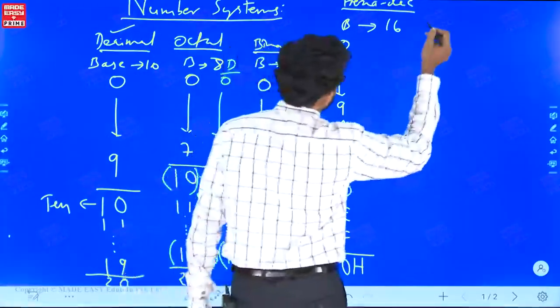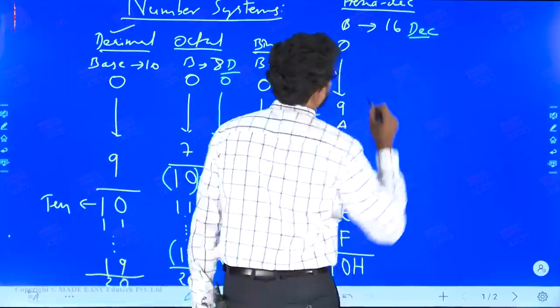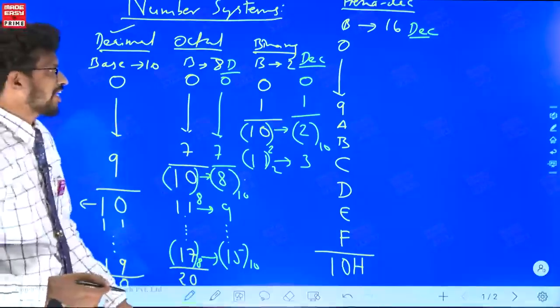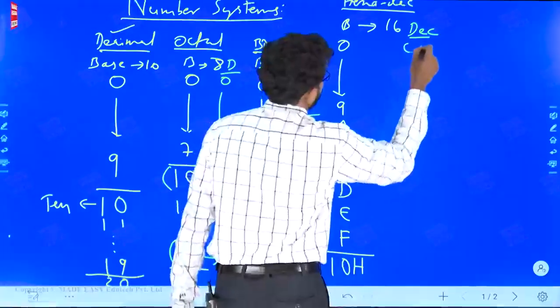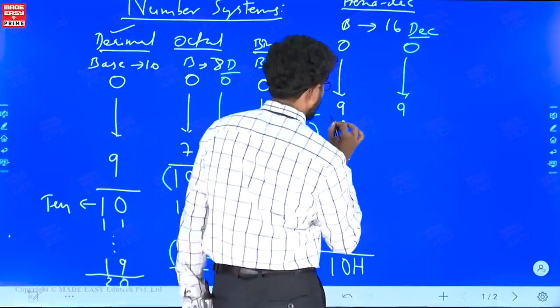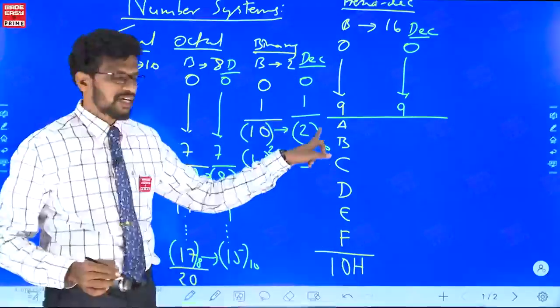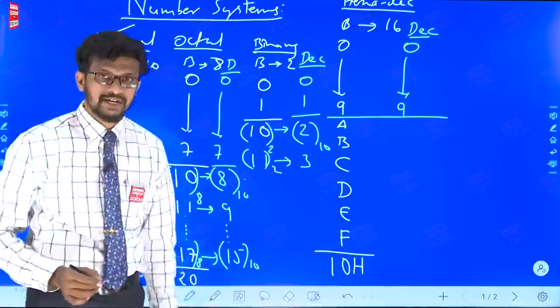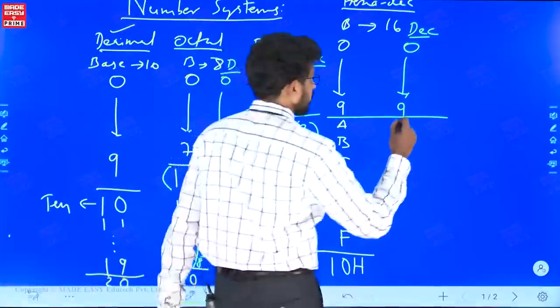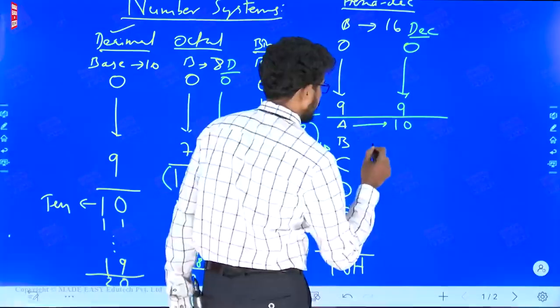Okay. So, this is decimal and hexadecimal. Very easy. From 0 to 9 the concept is the same. But after 9, the next values in hexadecimal are A, B, C, D, and so on, whereas the next value in decimal is 10. So, A stands for 10 in decimal.